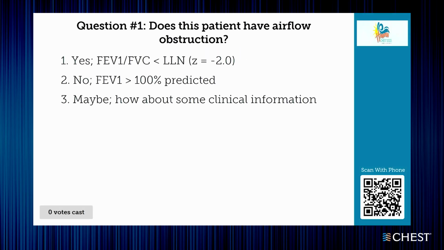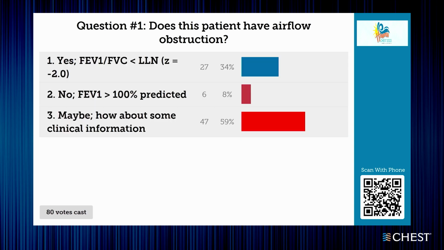So does this patient have airflow obstruction? Yes. Well, his FEV1 to FVC ratio is less than the lower limit of normal. No. Well, he can't really have obstruction if his FEV1 is above 100% of predicted. And the third is, well, maybe. How about some clinical information? All right. Yeah, so I think that's the right answer.